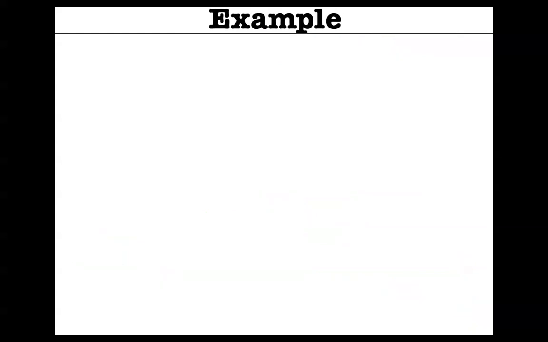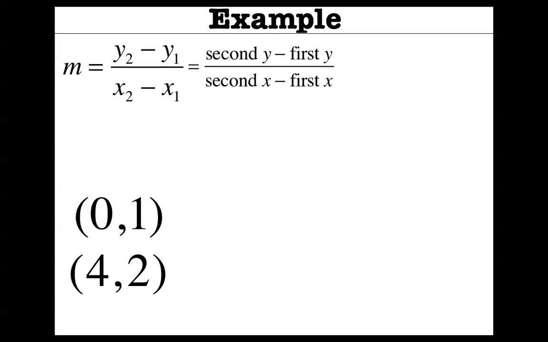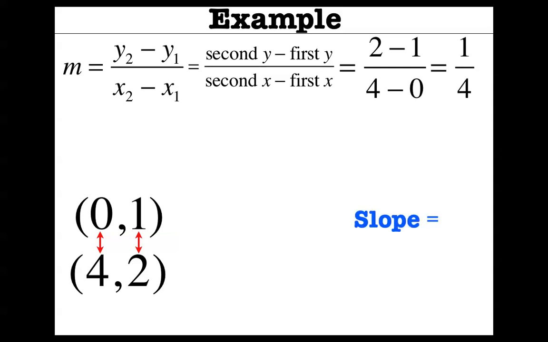Okay, so what if you wanted to find the slope between these two? Could we use our formula and do second y minus first y over second x minus first x? Sure. We're going to do second y minus first y, so 2 minus 1, over second x minus first x, which is 4 minus 0. And now we just do the math. 2 minus 1 is 1, 4 minus 0 is 4, and our slope is 1/4. Yeah, our slope is 1 over 4.